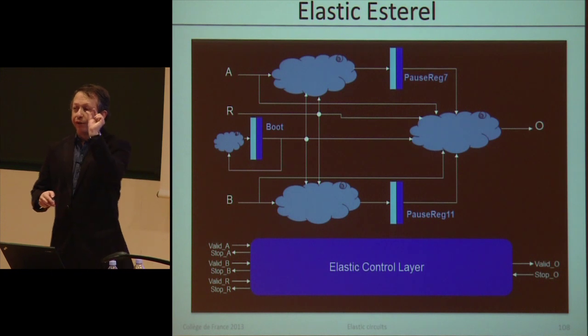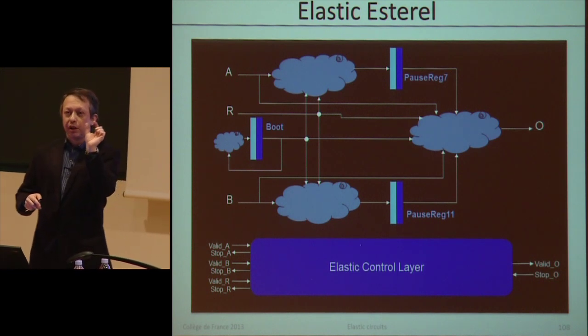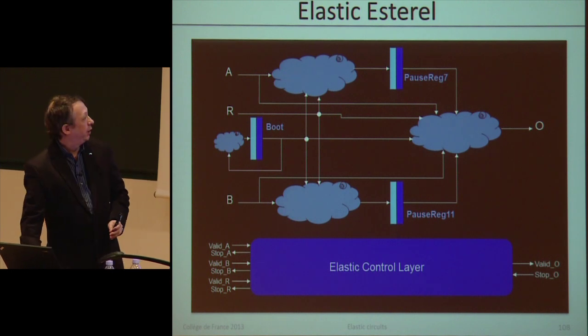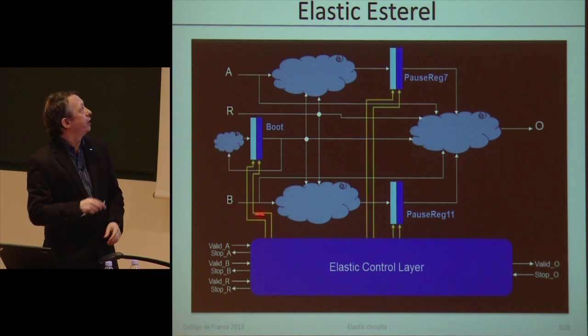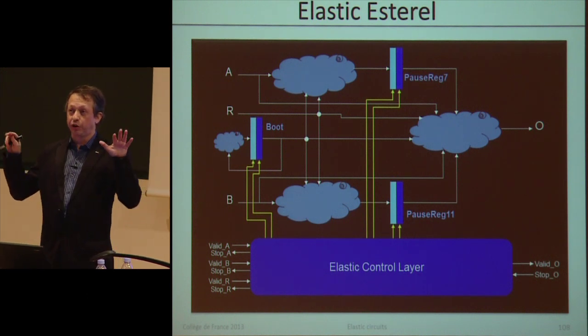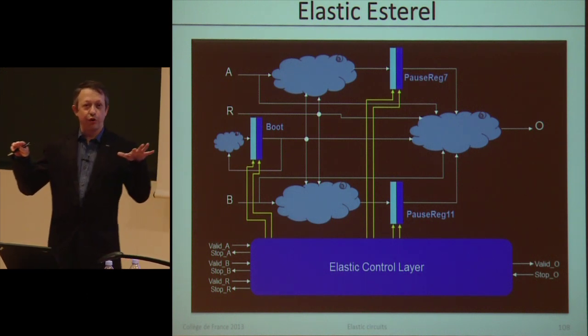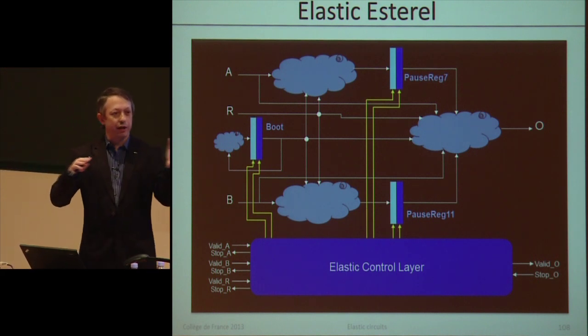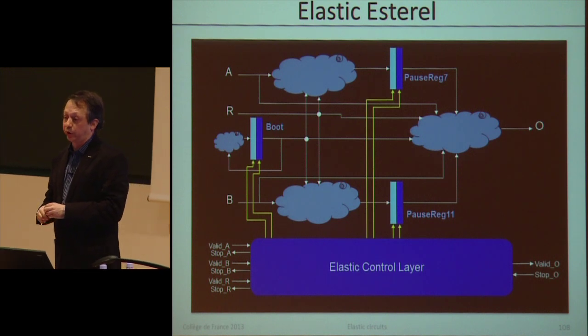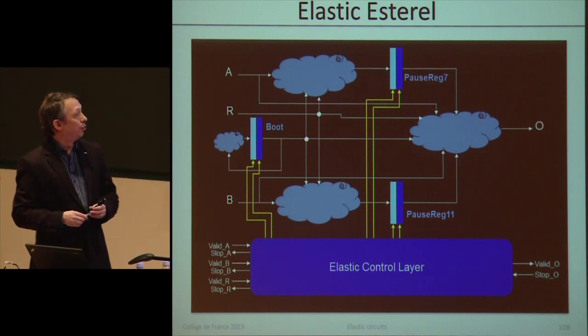So here we will have those VS components with the forks and joins or whatever you need. And finally, this elastic control will generate the enable signals for the master-slave latches. Okay? And in this automatic way, we have transformed something that was rigid into something that is elastic and can communicate with other elastic components through these handshake components. Okay?